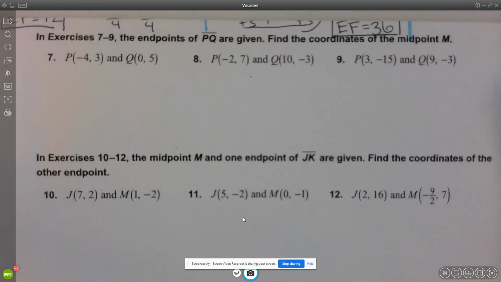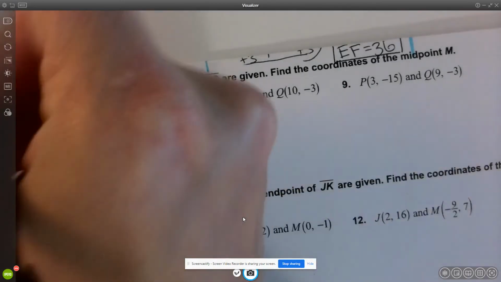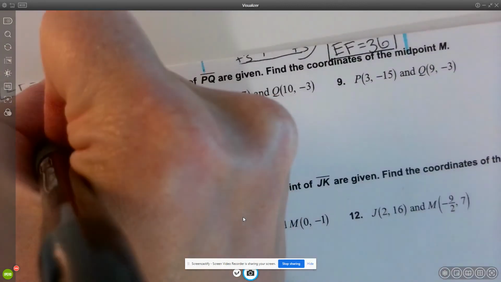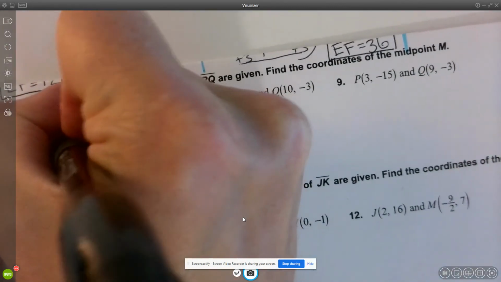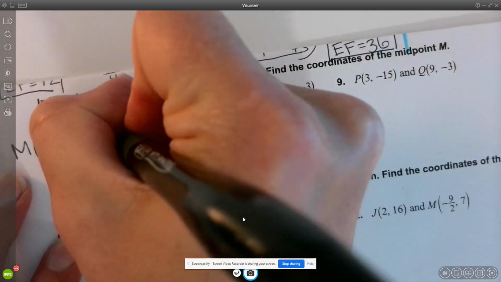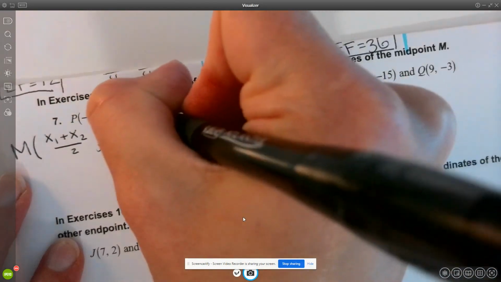In 7 through 9, the endpoints of line segment PQ are given, and we need to find the coordinates of the midpoint M of that line segment. And so we're going to use the midpoint formula. So remember, to find the midpoint, it's the average of the x coordinates and the y coordinates of the endpoints.